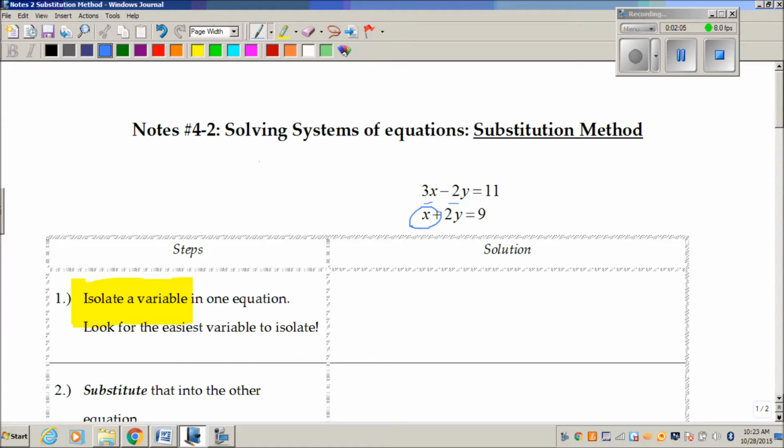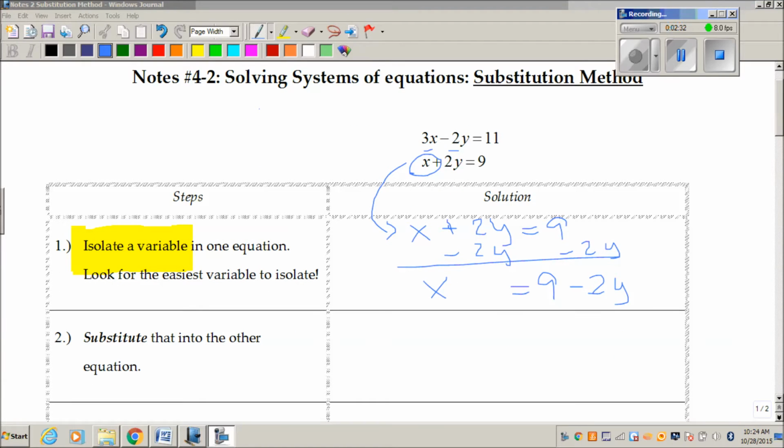So I'm going to choose the second equation, and I'm going to solve this second equation for x. Here I have x plus 2y equals 9. In order to solve that, I'm going to subtract 2y from both sides. So I end up with x equals 9 minus 2y. Okay?